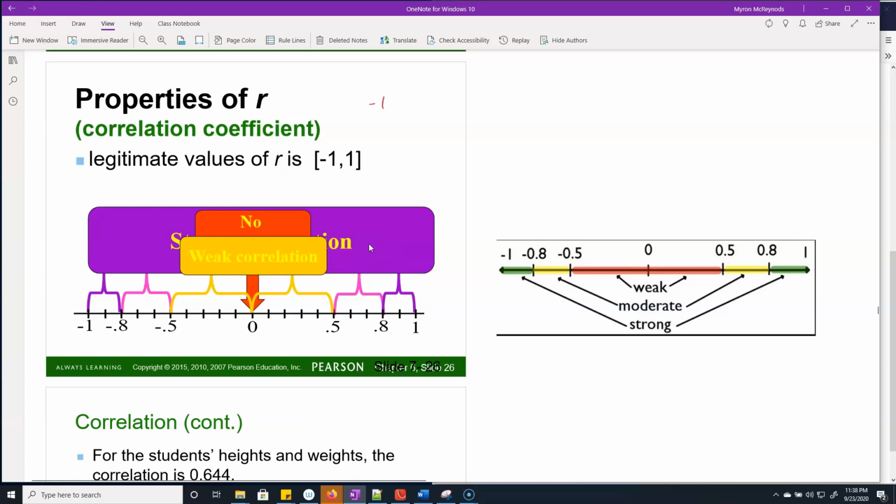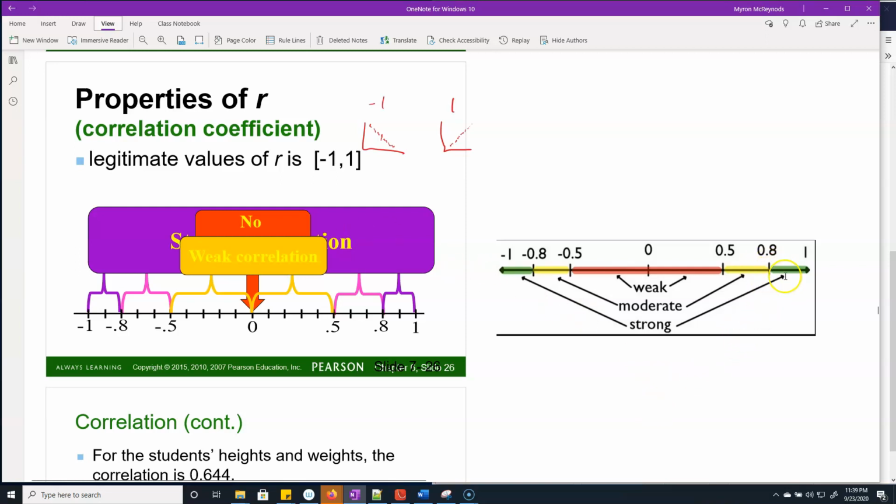So a -1 would look like this. The dots would go down and they'd be really tight like that, strongly negatively correlated. A +1 would look like this with dots going up, and they're almost perfectly correlated. Well, at 1 they are perfectly correlated. It'd be like a straight line basically. And that's very strongly correlated, positive.